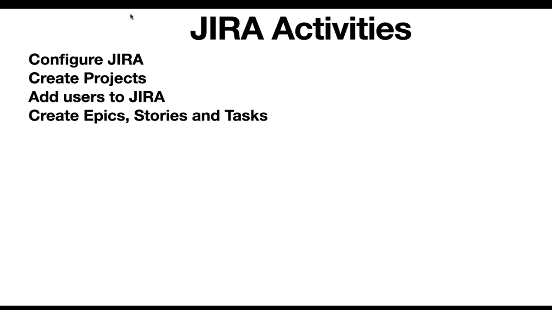The Jira activities. First of all, you need to configure Jira. As a developer, you don't do this, but the Scrum Master does that. He creates the projects, adds the users to Jira, and creates epics, stories, and tasks. All these things are done by the Scrum Master. Later, the development and QA team work on the stories and tasks. They will create subtasks, and those will be assigned to the team members by the team lead.